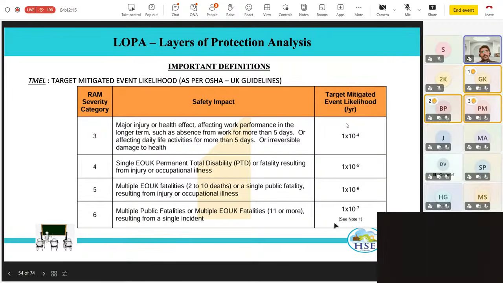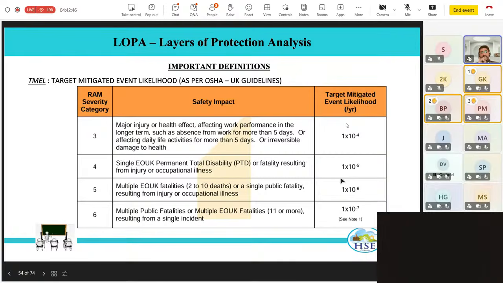When you say acceptable limit, it is just a benchmark or a threshold. No, OSHA guidelines in India. India has a different set of guidelines for their own review. That is more client specific driven. So anyway, we will be looking at these target mitigated events because these are the values which will be checked based on whatever safeguards we have. As long as we are meeting these values or we are lesser than these values, we are fine. If at any point we are crossing these values, then there is a need for additional safeguards.